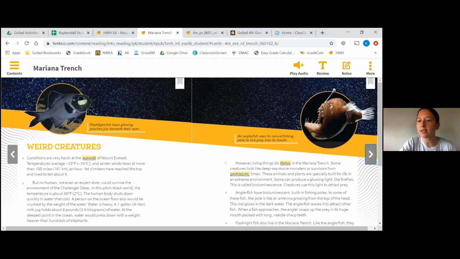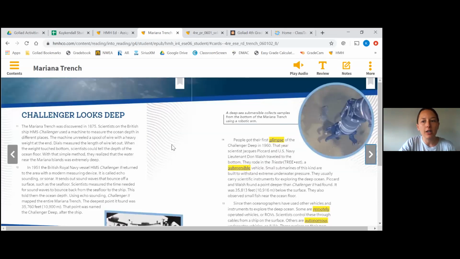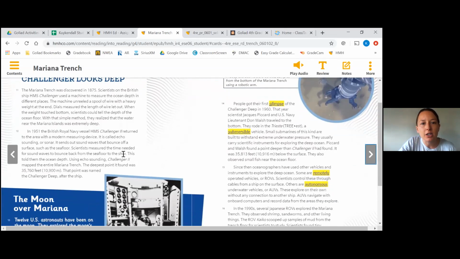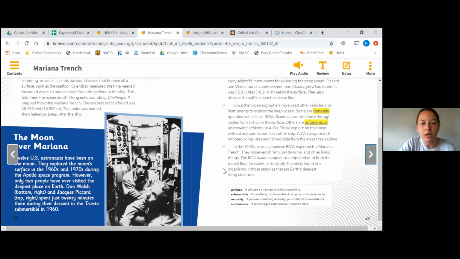Okay, next page. It's talking about the Challenger that went down to explore the Mariana Trench. So right here, we have this sidebar. So it's that extra information about our story that we might need. So why is it that only 2 people have ever visited the Challenger Deep? Why would it be so rare that only 2 people have been down there?